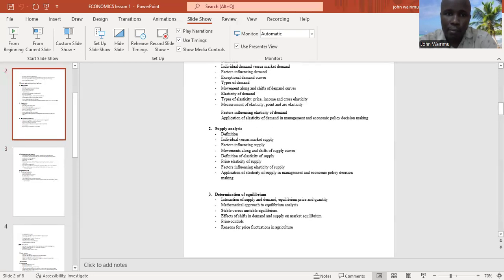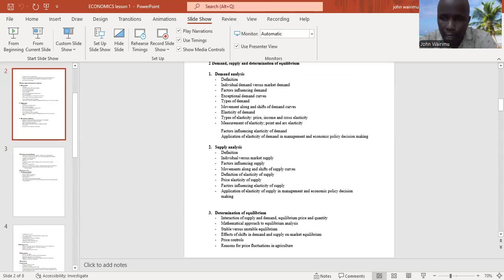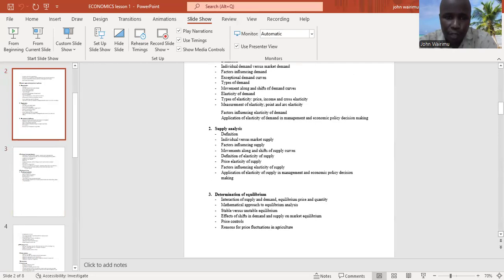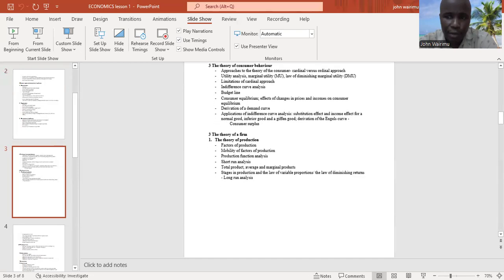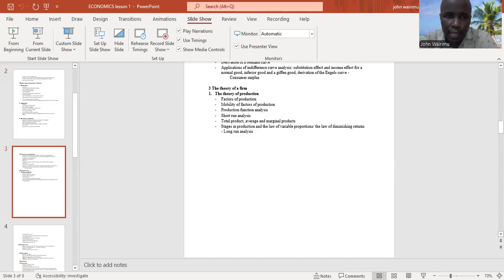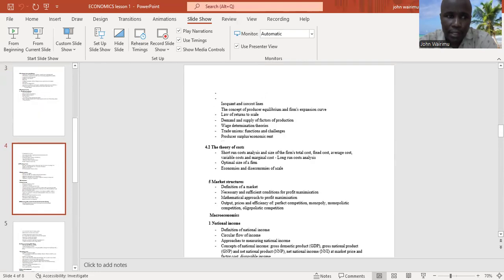Now, having explained determination of equilibrium, we move to the next thing that we're going to look at. The next item is a continuation of isocost and isoquant. I don't have to explain these terms in detail now: what we mean by isoquant and isocost lines, the concept of producer equilibrium and the firm's expansion curve, laws of returns to scale, demand and supply.